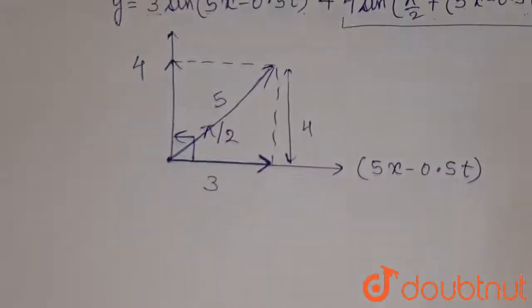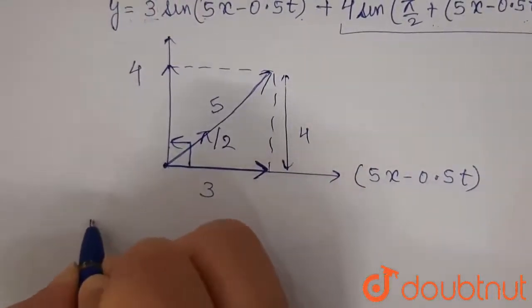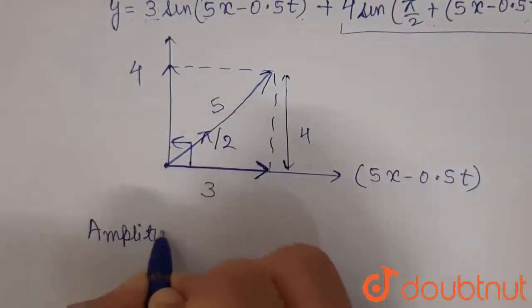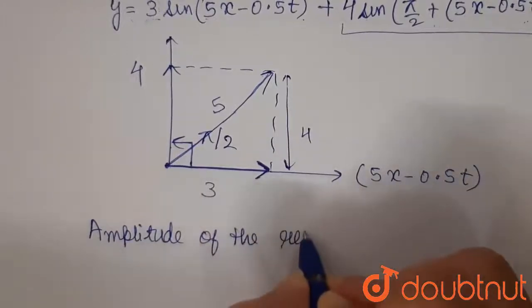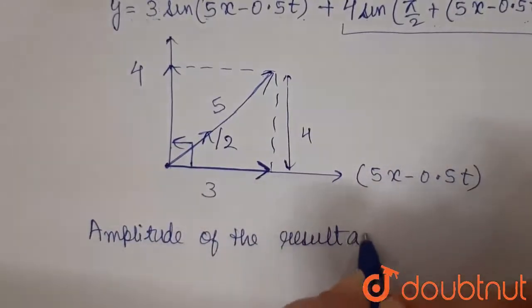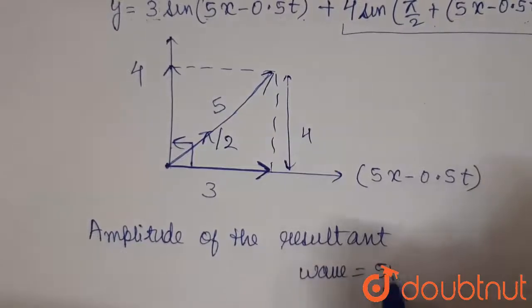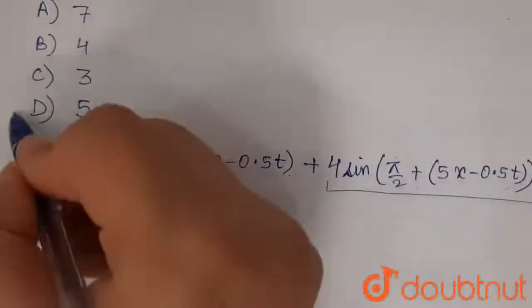So that would imply, according to this phasor analysis, we can see that the resultant amplitude of the resultant wave is equal to 5 units. So according to this, our D option would be correct.